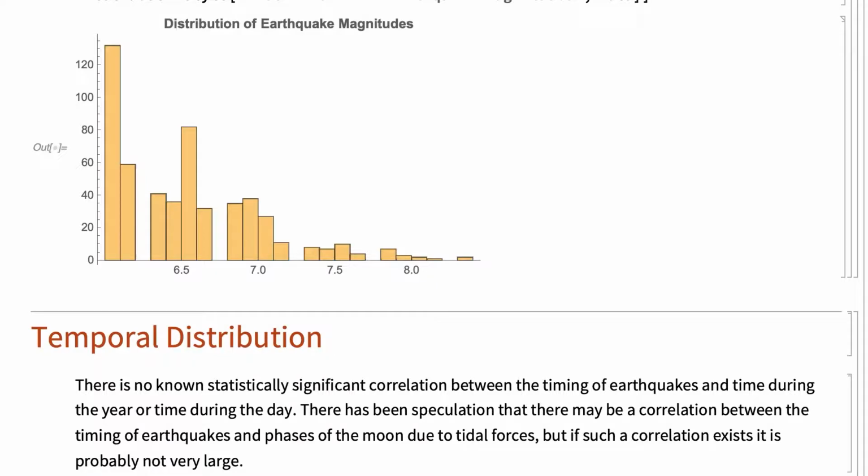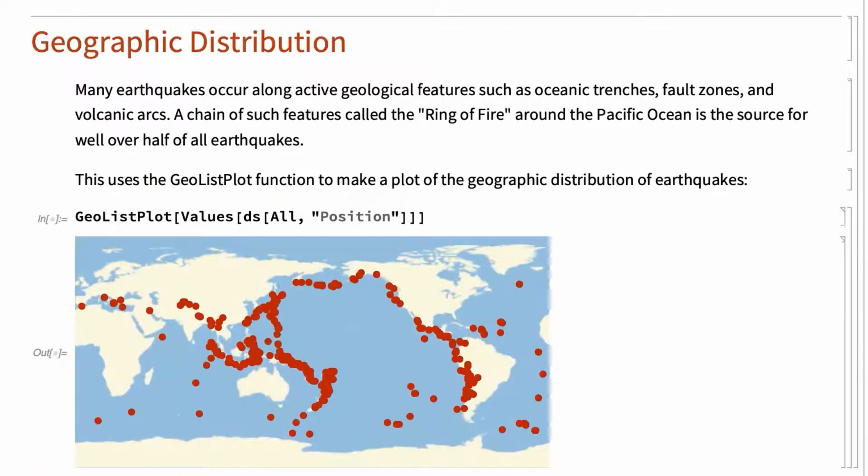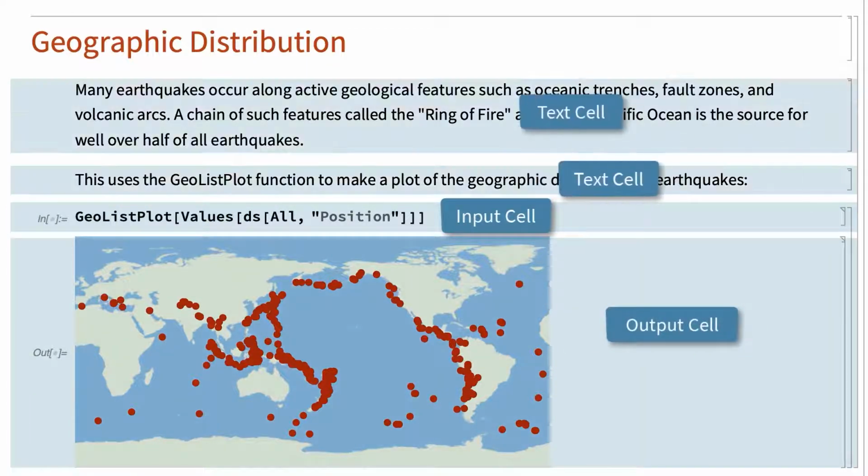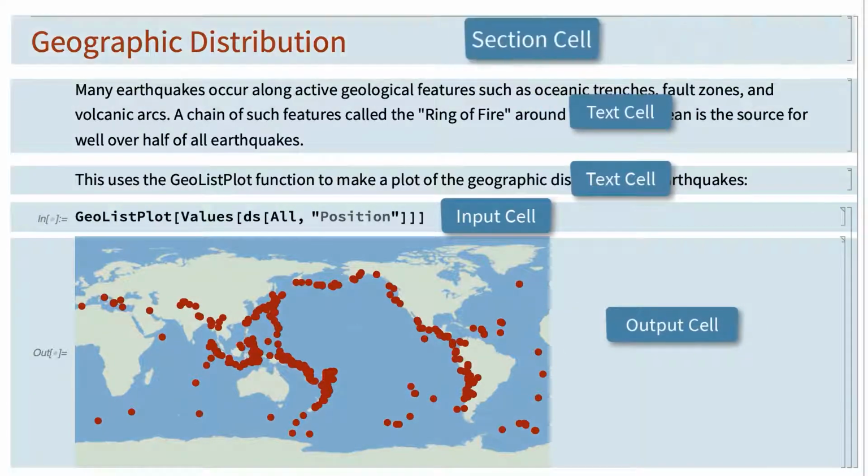A key feature of notebooks is that notebooks are structured documents, where everything in the notebook is organized into units called cells. There are many different types of cells. Inputs are shown in input cells, outputs are shown in output cells, text is shown in text cells, section headings are shown in section cells, and so on.